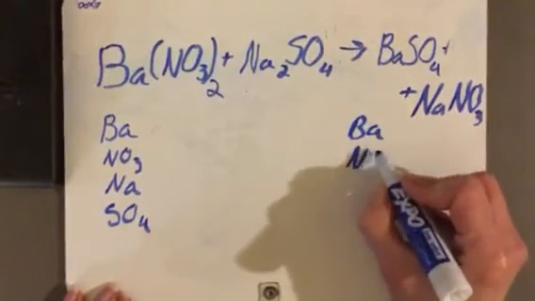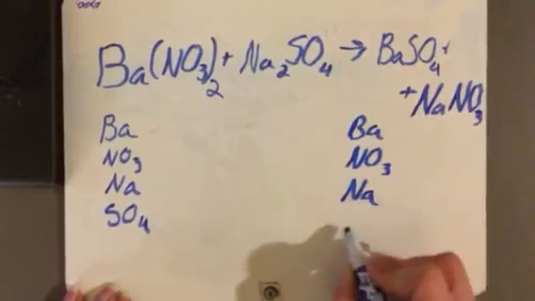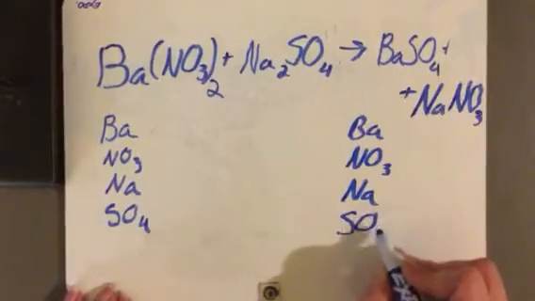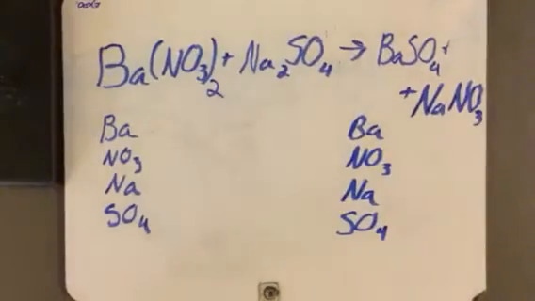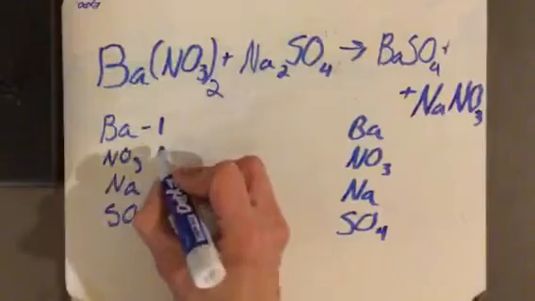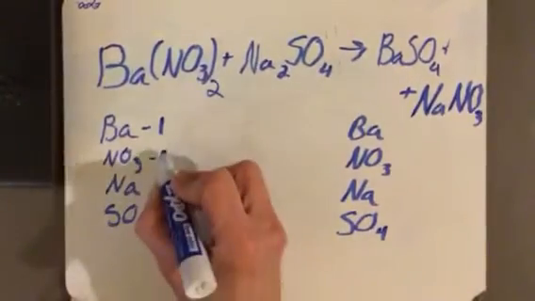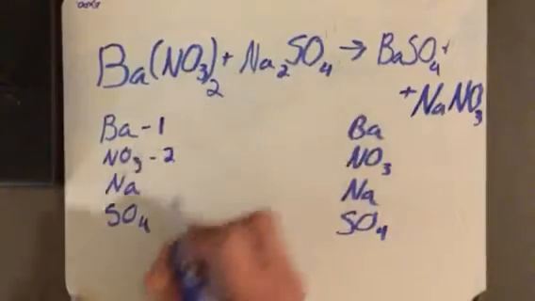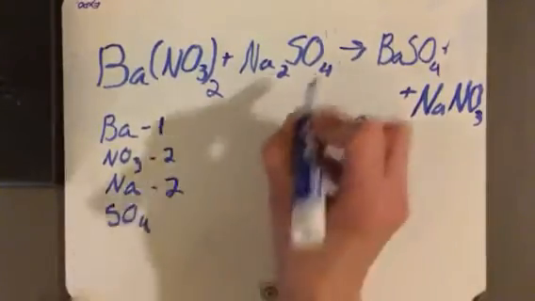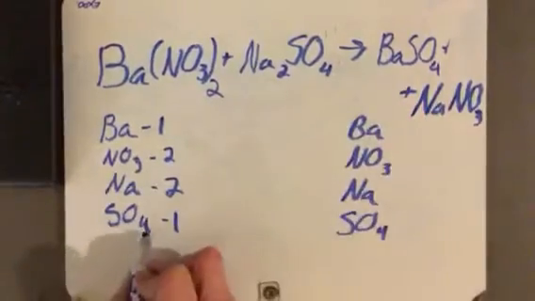Barium and nitrate and sodium and sulfate. Okay, and we count. I have just one barium atom and I have 2 nitrate ions and I have 2 sodium ions and I have 1 sulfate ion. Well, what about, there's a 4 here, right, but there's a 4 here too.